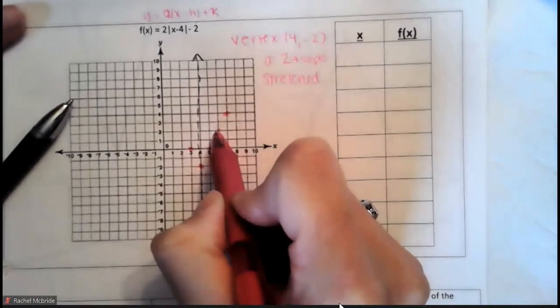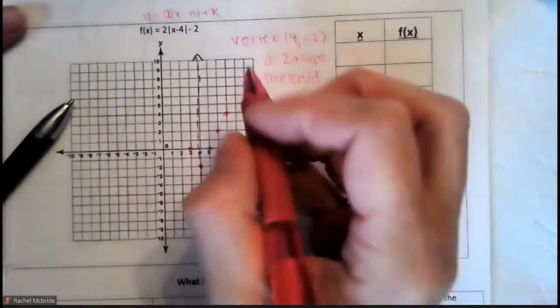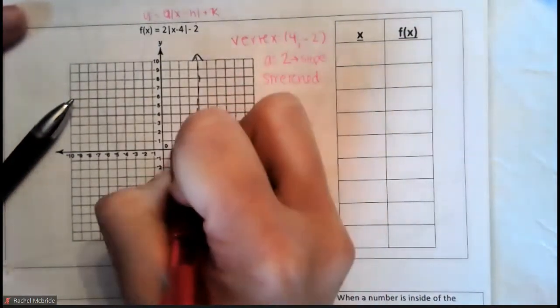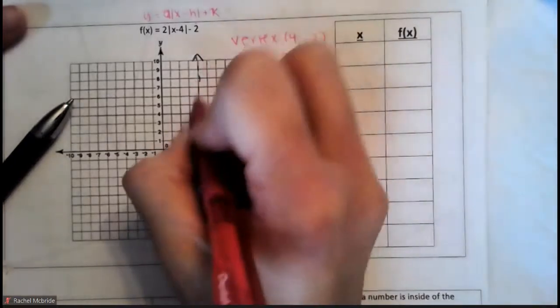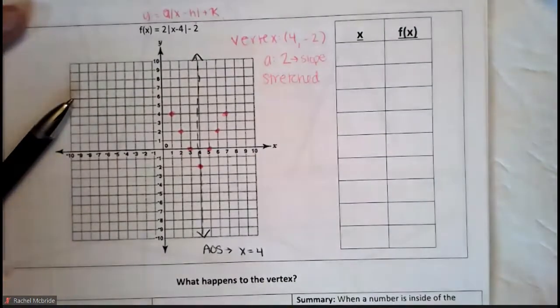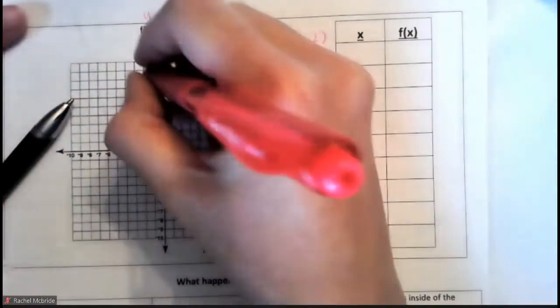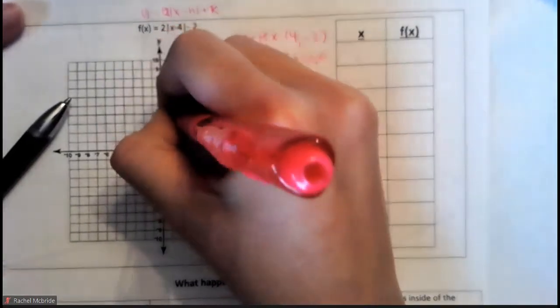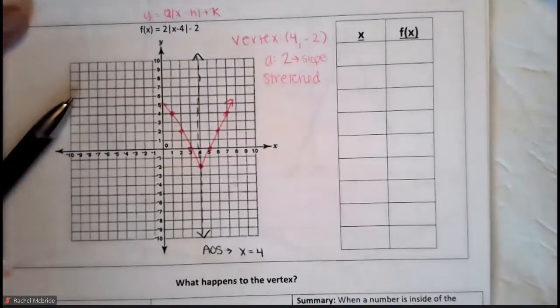Points 2 dots over will also exist 2 dots this way. Points 3 dots to the right will live 3 dots to the left. And that will help you get the curve of the graph. Connecting our points, we see our absolute value function.